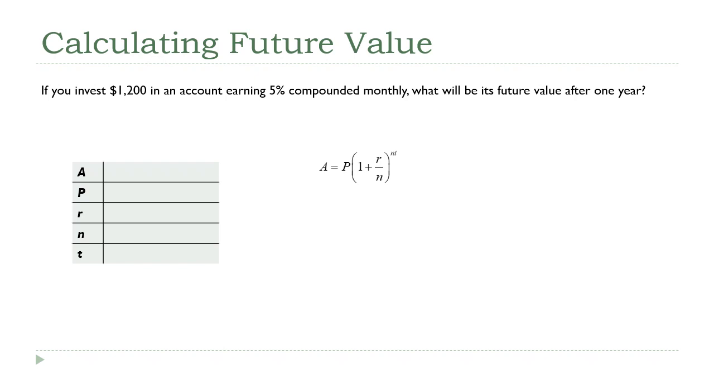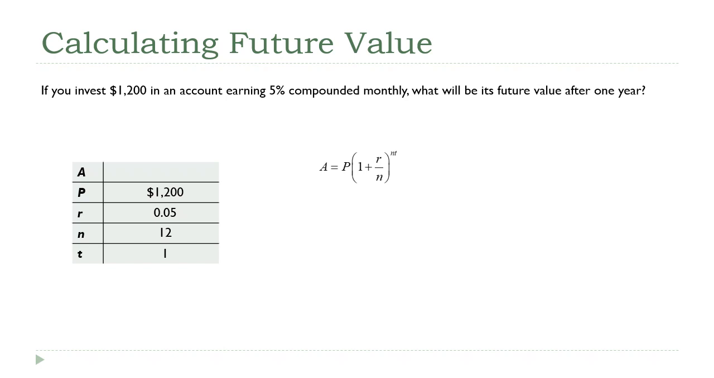All right, so we start reading through this. If you invest $1,200, right, that's the initial investment. That's the P in our formula. In an account earning 5%, right, 5%, that's the interest rate. That's R. But I'm never going to write 5% in. Anytime I see a percentage, the very first thing I do, I go ahead and convert it to a decimal. So I'm going to put 0.05. And this is going to be compounded monthly. There's 12 months per year. So that's going to be N. And we're going to do this over 1 year. So that's going to be T.